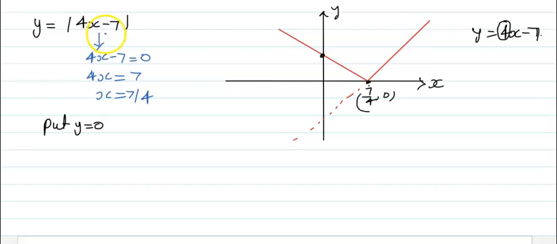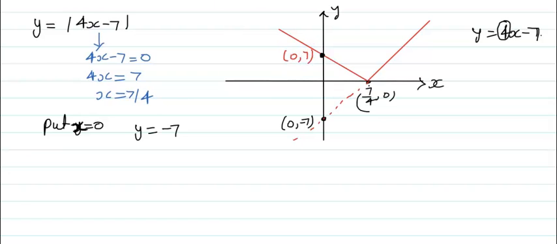Now if we put 4x minus 7 equal to 0, then we get x equal to 7 over 4, and we put x equal to 0 rather than this. This should be x. If we put x equal to 0, then y will be minus 7. So this point will be x 0 and y minus 7. So we'll get the reflection here, and this point will be 0 and 7, and this point is the required point. Okay, so 7 over 4 and 0, and 0 and 7.